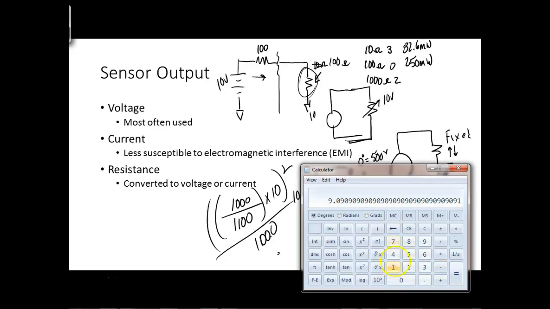Oops, messed up. I'm coming up with a bigger number than I started off with. 1,000 divided by 1,100 equals that. I'm going to multiply that times 10. I was right. Times 10 equals that. And I'm going to divide that by 1,000. Oh my goodness. Equals 9 milliwatts.